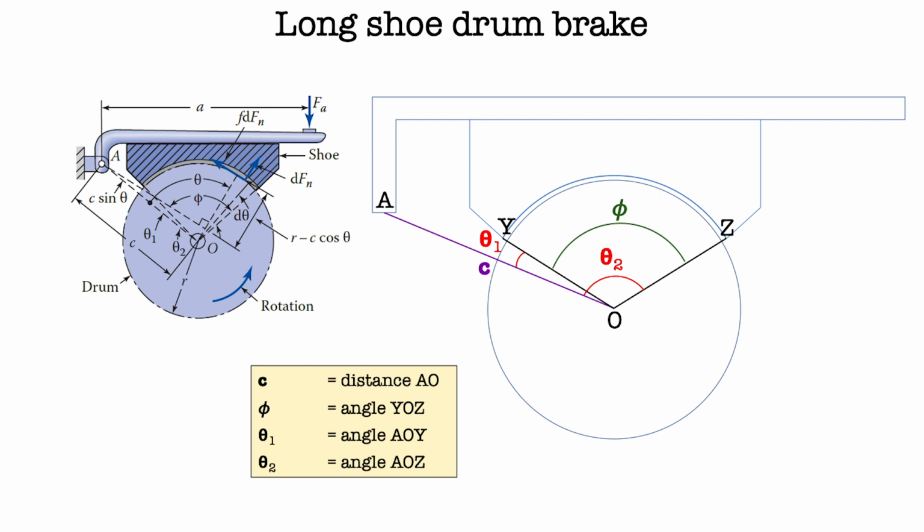There are 4 measurements that you have to determine in a long shoe drum brake. The first is C, which is measured from the pivot point to the center of the drum. The second is phi, or contact angle, given as angle YOZ. The third is theta 1, given as angle AOY. And the last one is theta 2, given as angle AOZ. These angles are normally obtained from trigonometry concepts.